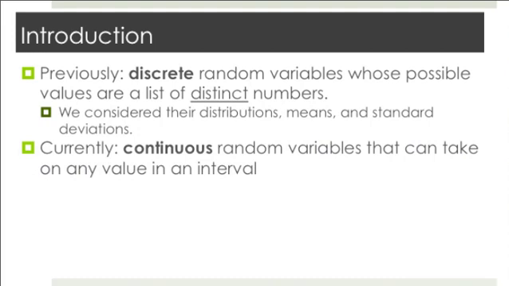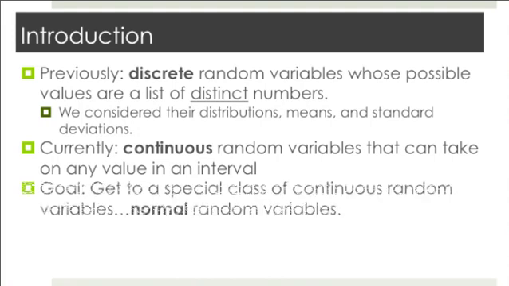What we want to do now is look at continuous random variables that can take on any value in an interval. What that means then is that there are an infinite number of values that the variable can take on. Our ultimate goal here is to get to a special class of continuous random variables which we call normal random variables. These are important and they're also very common, and they play a very important role in statistical inference, which we'll get to later in the course.